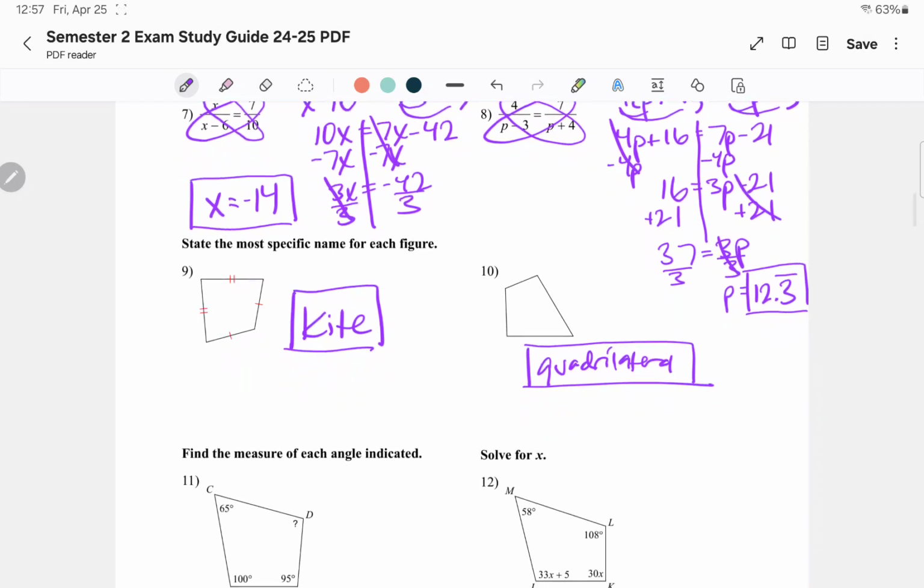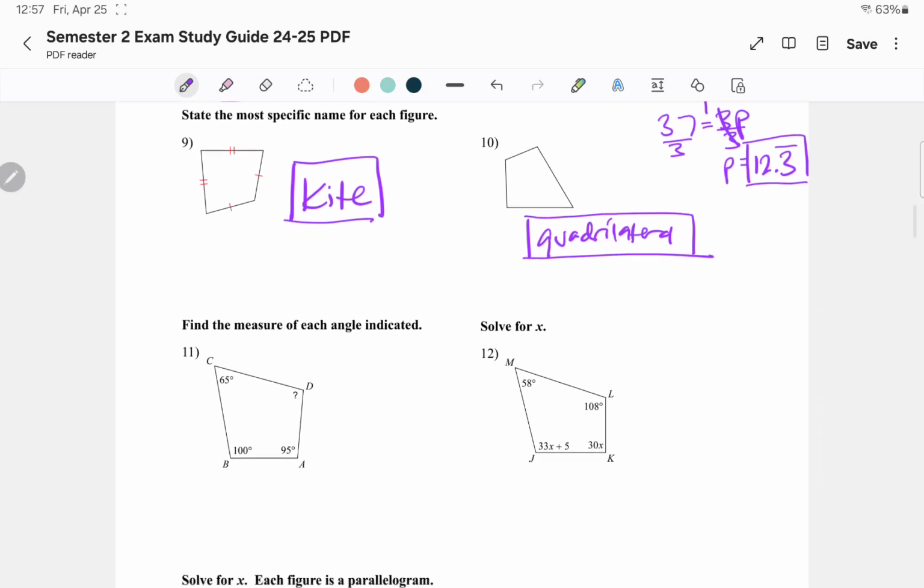All right, so now for number 11. Since it is a quadrilateral, it has 4 sides, so we know the interior angles are going to add up to 360. I'm going to write my equation, starting with the question mark: x plus 65 plus 100 plus 95, listing all the angles, is equal to 360.